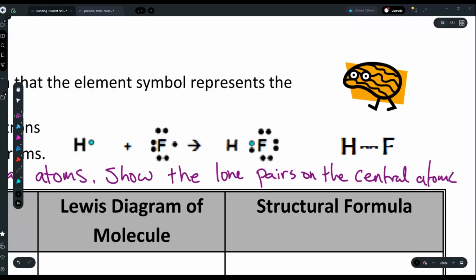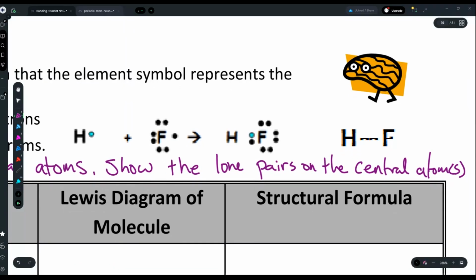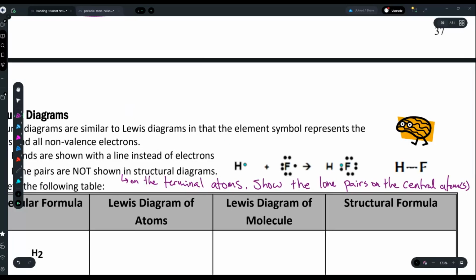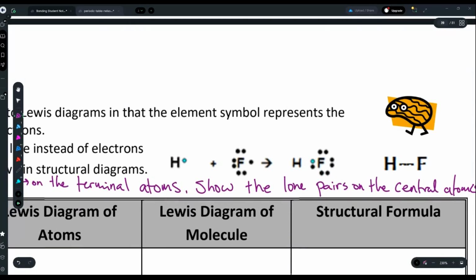And sometimes there's two central atoms. But if we're looking at the hydrogen bonded to the fluorine there, both of those would be terminal atoms because they're on either end of the molecule. Or sorry, that would be a compound.